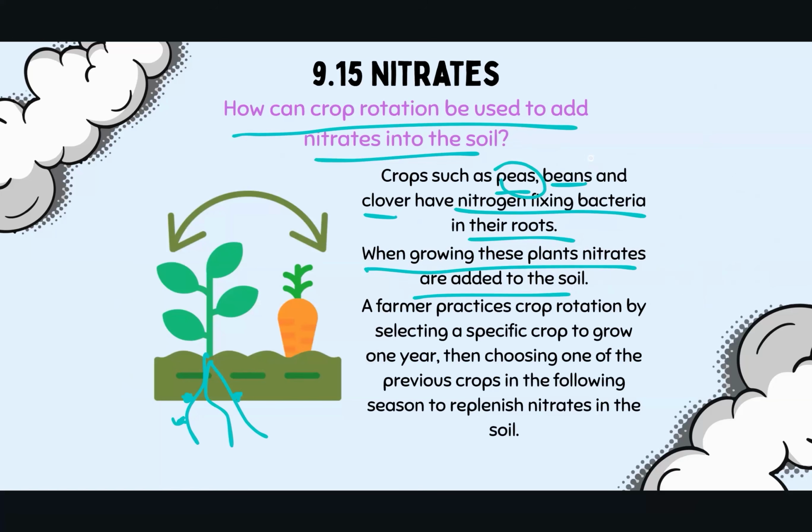So peas and beans and clover, if they're grown for just 1 year, so for example, 1 year you grow something that uses a lot of nitrates, the following year you grow peas, beans, and clover. In that year, the peas, beans, and clover replenish the soil with nitrates.